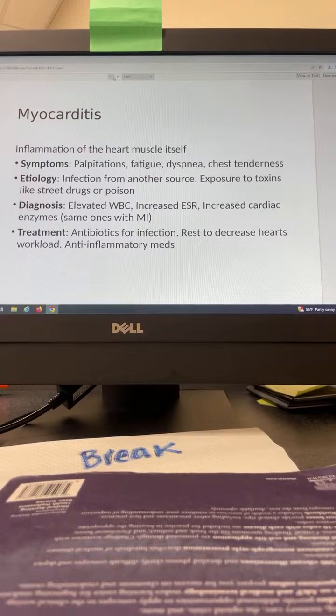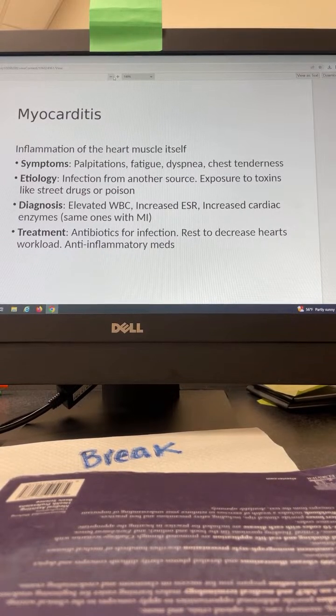Okay, so infection from another source. What causes this? Exposure to toxins, for example, street drugs or poison. So those who do IV drugs, like crack, cocaine, heroin, those sorts of things, with dirty needles going straight into the bloodstream, right? So it's a direct line of access into your bloodstream, which is going to travel straight to the heart.